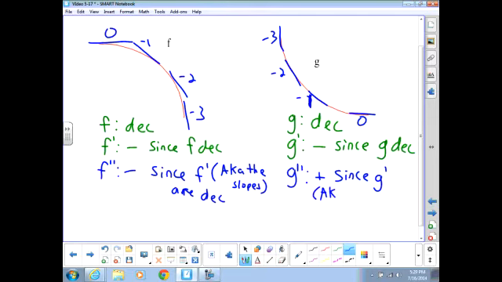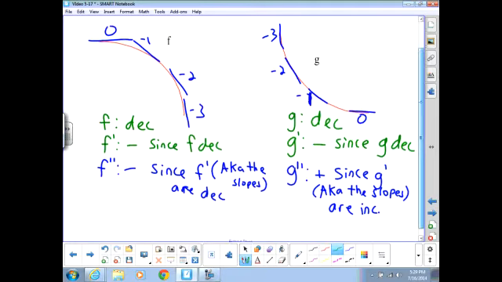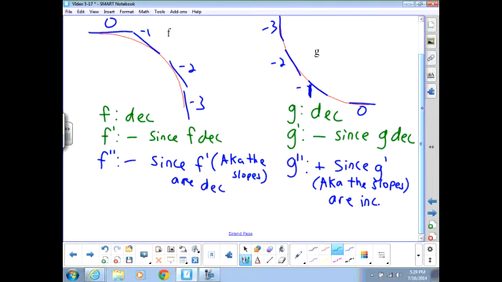aka the slopes, are increasing. And you might be able to start picking out visually. So the one on the left is opening downward. So this would be concave down. And on the right, this one's opening upwards, so this is concave up.